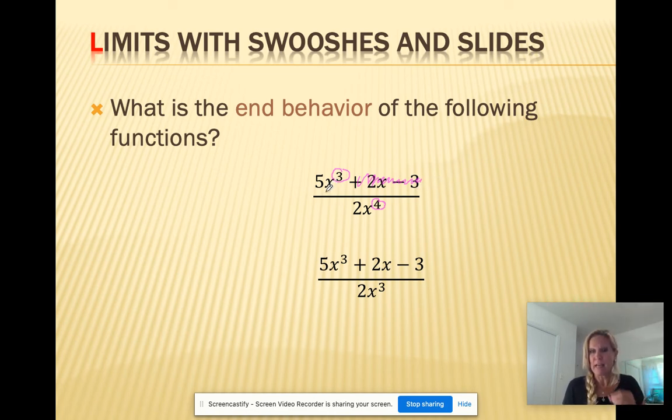The behavior when you plug in huge numbers or huge numbers that are negative, these two powers take over. And since you are bottom heavy, the denominator is heavy. So that we told you, we asked for the end behavior. That end behavior, this function has a horizontal asymptote or goes off to 0, right?